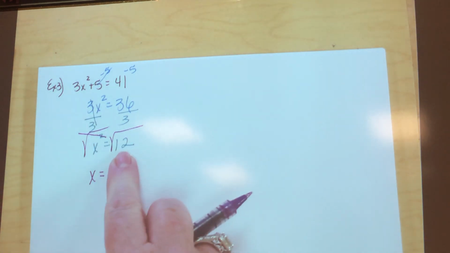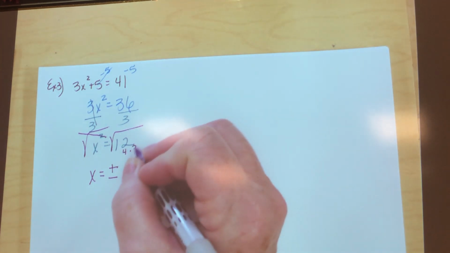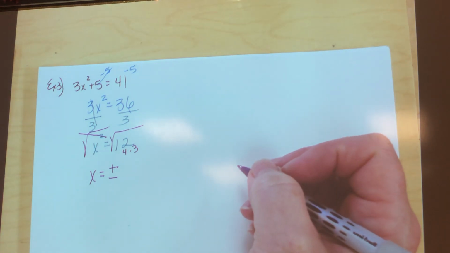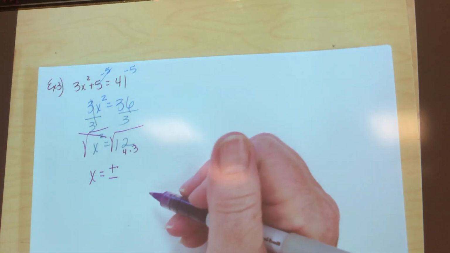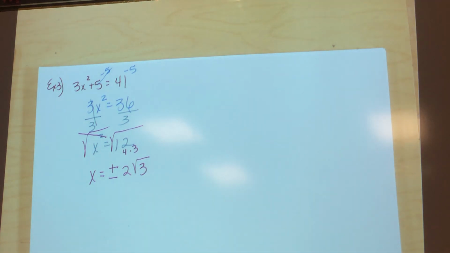So is there a perfect square that's a factor of 12? No. What? 4. 4. All right. 4 times 3. What's the square root of 4? 2. Since I took its square root, it goes outside, and the 3 stays underneath.